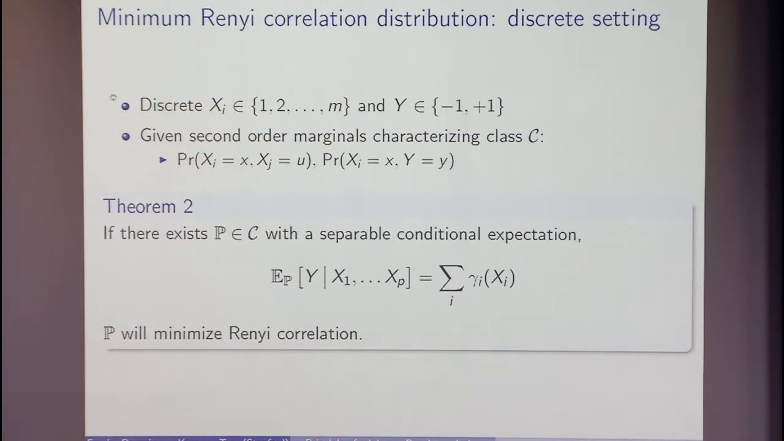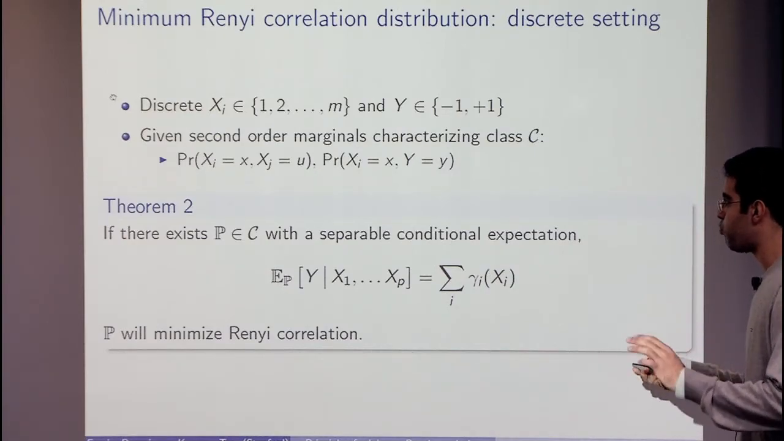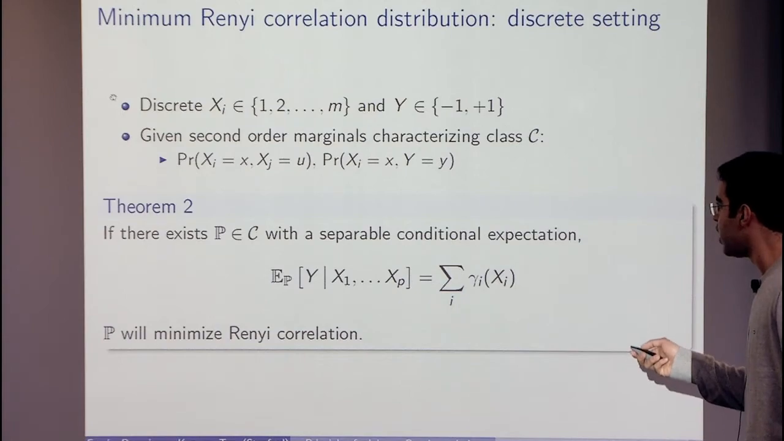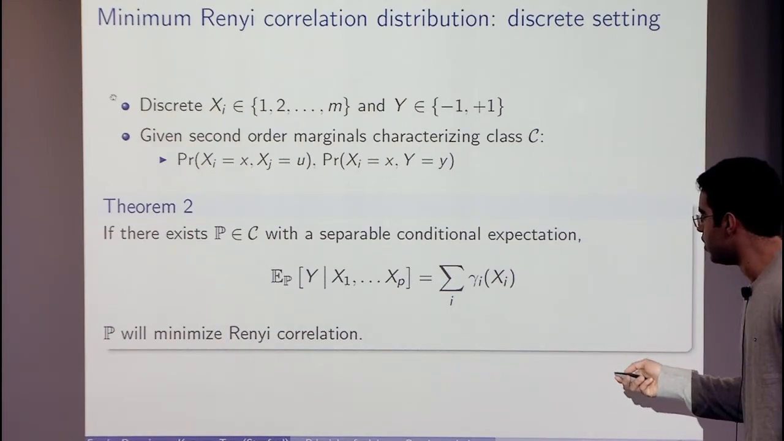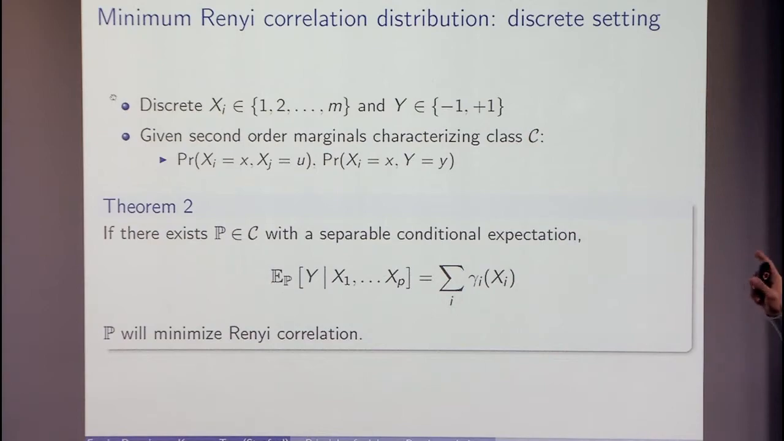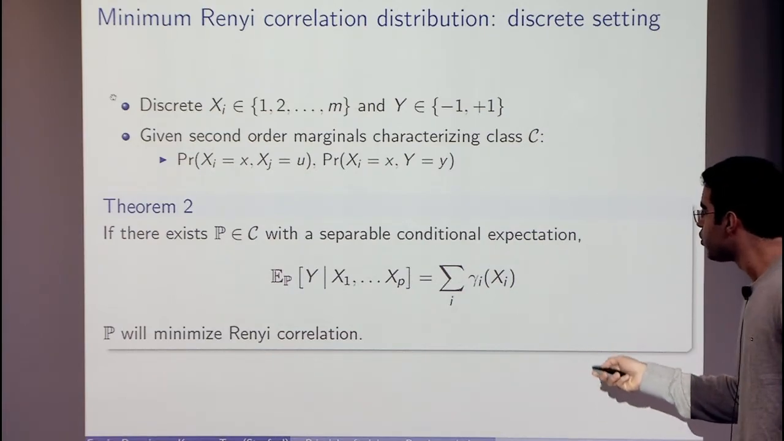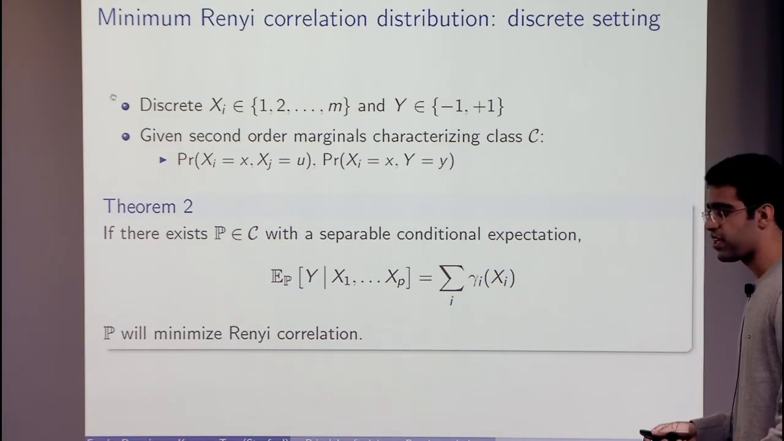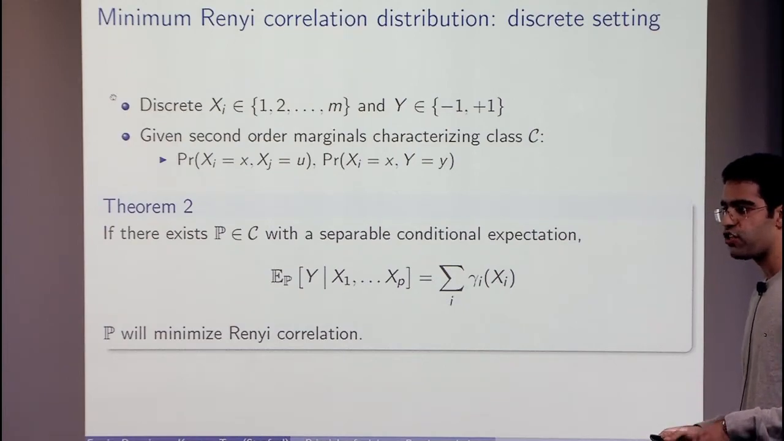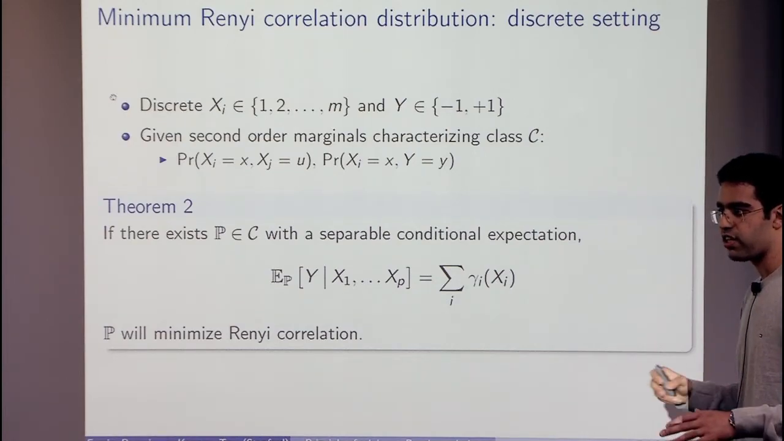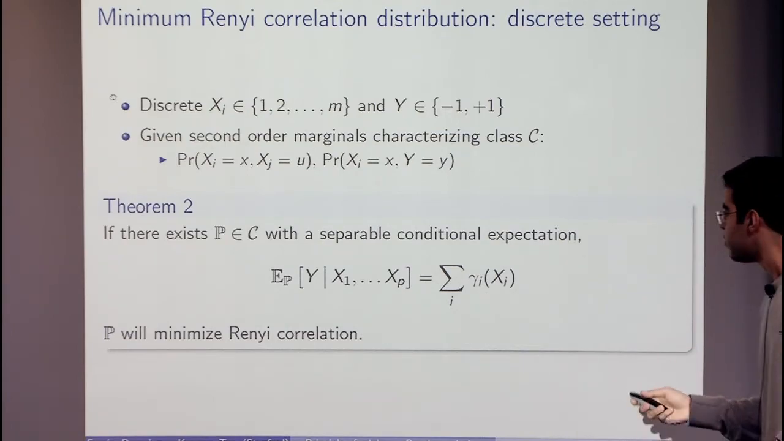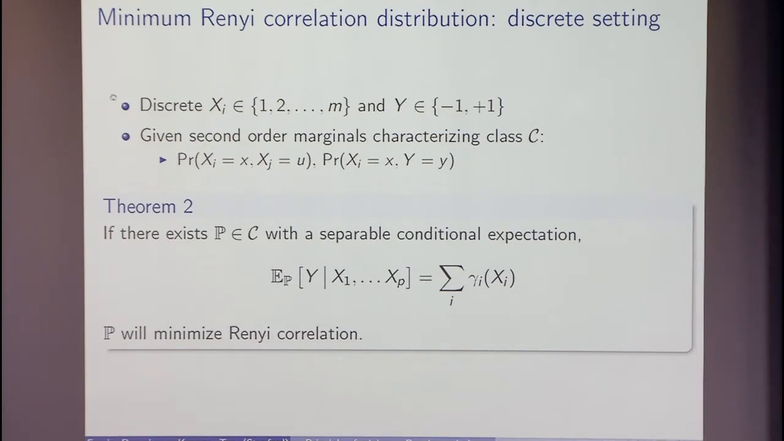And then, using the same structure, it's not hard to show: if we suppose there exists a distribution in this class C with this separable structure, then that distribution will minimize Renyi correlation. So under the existence of this distribution, we know that this distribution will minimize Renyi correlation, and the minimum value would be achieved by separable functions f, g. Just recall the definition of Renyi correlation. Now, let's say we suppose that there exists such a distribution.